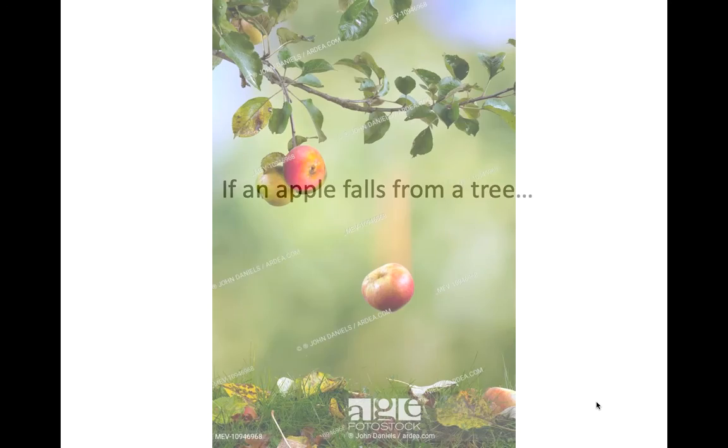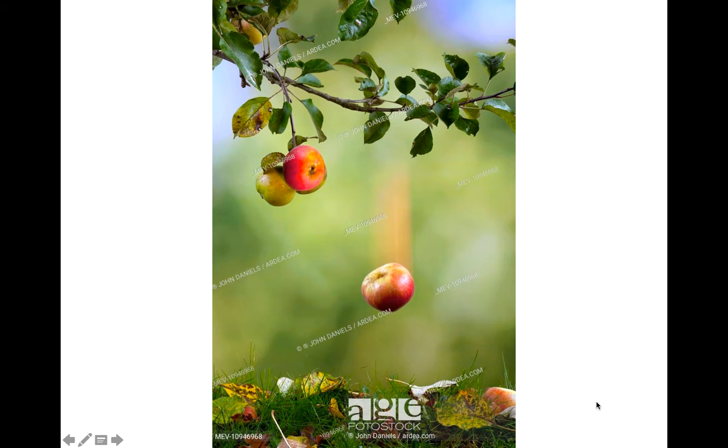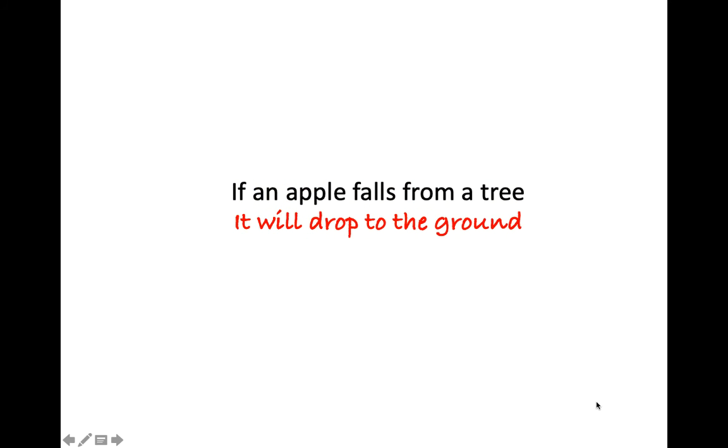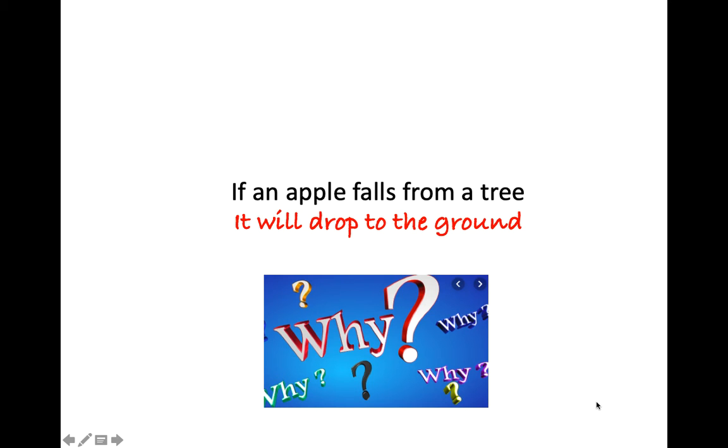If an apple falls from a tree, you and I know that it's going to drop to the ground. But the question I have for you is why? Why do we know that that's going to happen? Well, we know that's going to happen because of the law of gravity. We know that our Earth operates with this pull towards the center of the planet, and we call it gravity.